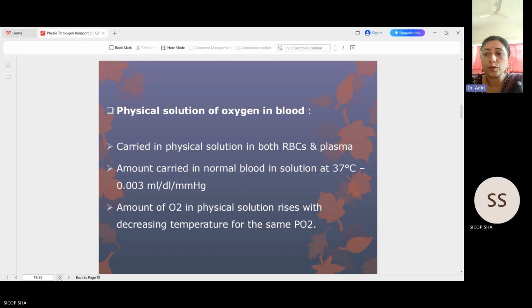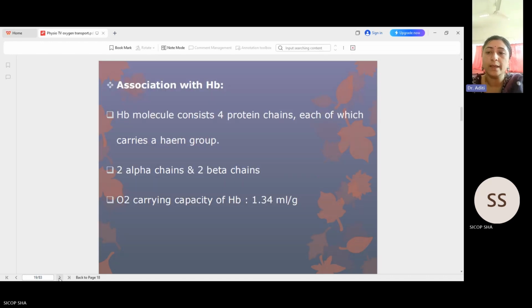It is carried in physical solution in both RBCs and plasma. The amount carried in normal blood in solution at 37 degrees Celsius is around 0.003 ml per dl per mmHg, and the amount of O2 in physical solution rises with decreasing temperature for the same PO2. Next, so this was in the case of physical solution. Next is in terms of association with the hemoglobin. One hemoglobin molecule consists of four protein chains, each of which carries a heme group. So it has two alpha chains and two beta chains, and the oxygen carrying capacity of hemoglobin is around 1.34 ml per gram.